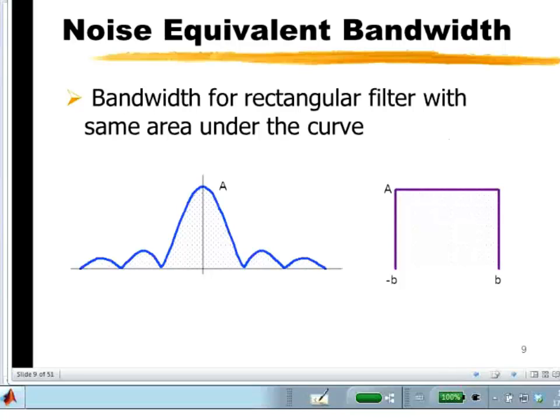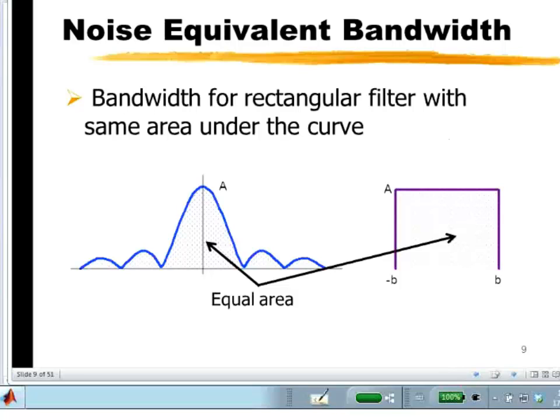But the important thing is that we form afterwards a rectangle with the same height as the maximum of the original frequency response. So the original frequency response has a maximum of A, so we fix our rectangular frequency response to a height of A, and we define the bandwidth B to be that bandwidth that gives equal area to the rectangular response as the area under the curve of the original response. Okay, so that's one definition of bandwidth.